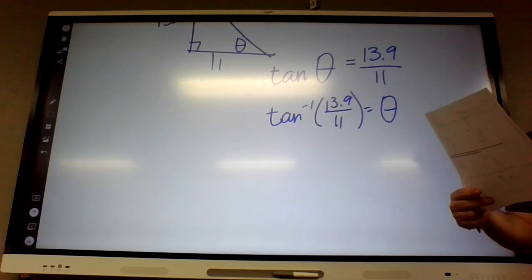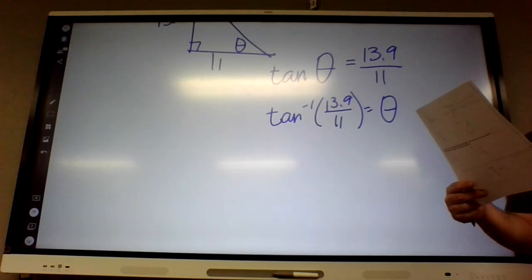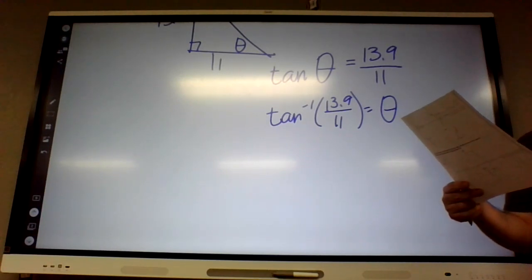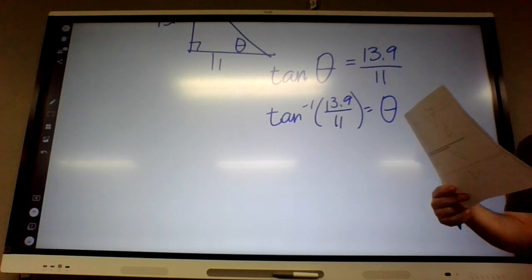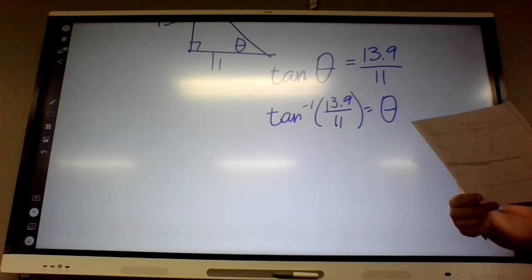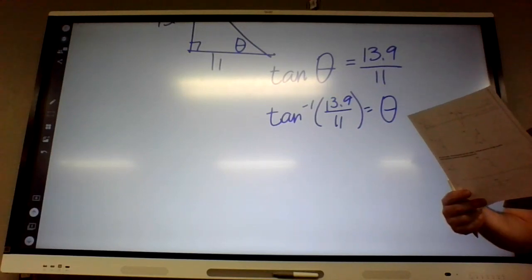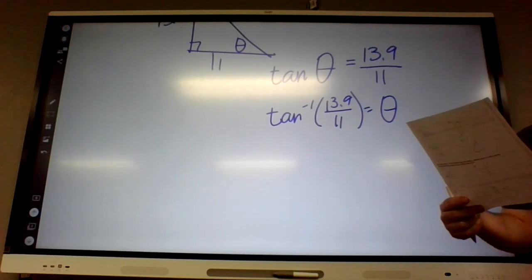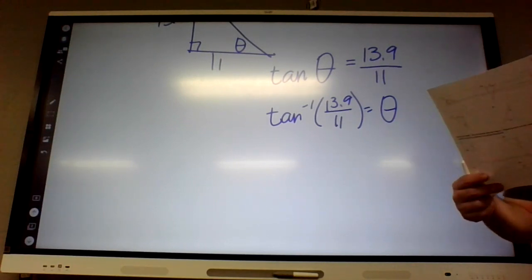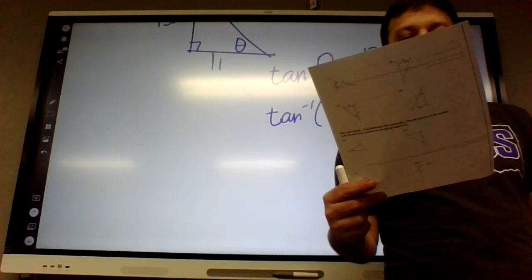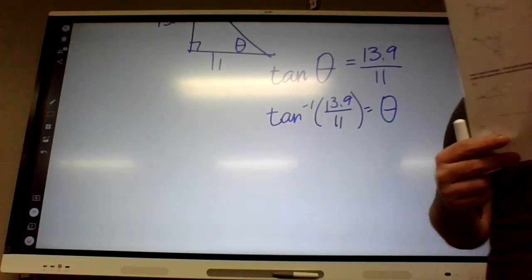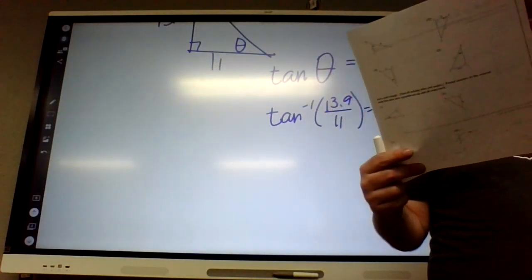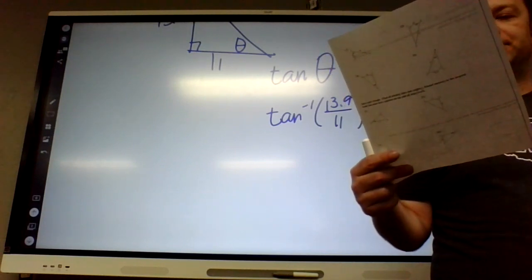Any thoughts on this? Are these all tangent? No, not all. They're almost all tangent. The first one on the right, number 2, is not tangent. How would we set up number 3? Tangent inverse of 5/6 equals theta.